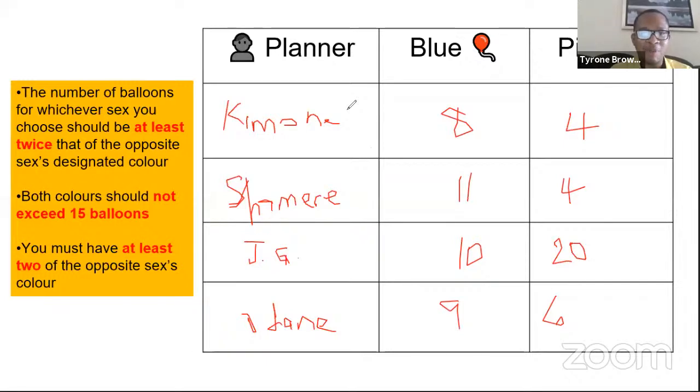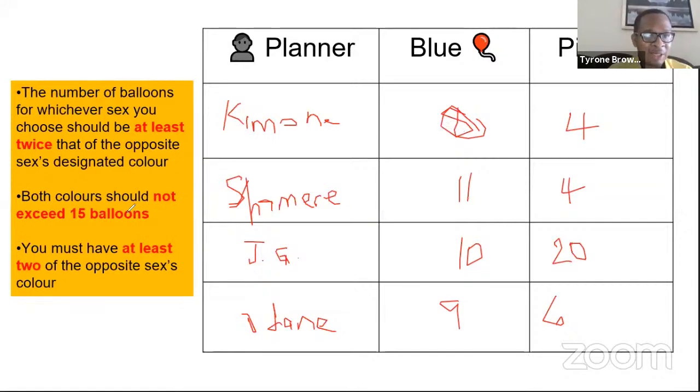Okay, let's see if Kimon would have met all our requirements. The first requirement is that we must have at least twice. So whatever number this is, it must be greater than or equal to twice this number. So when I multiply this by 2, this must be that number or more. So we'd have met that condition because this is exactly twice, right?